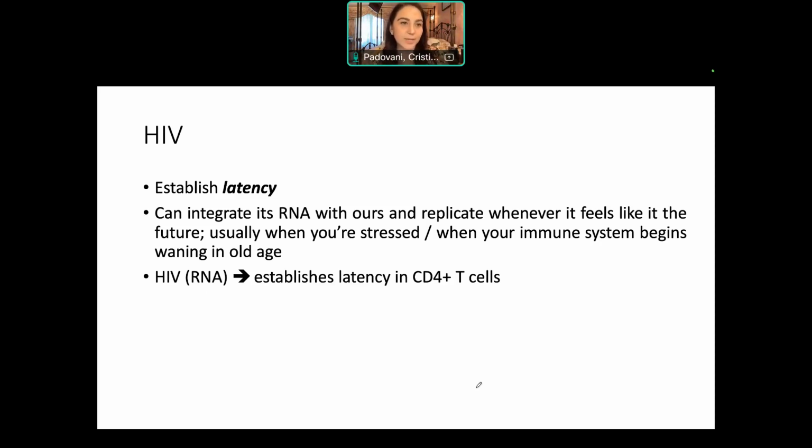Specifically, what HIV does to evade the immune system is it establishes latency. HIV is an RNA virus, but it's a retrovirus. So it reverse transcribes the RNA into DNA, and then that DNA can integrate into our cells. Technically, yes, its genome is RNA, but it reverse transcribes its RNA into DNA, and then our DNA, all right, so we have HIV.